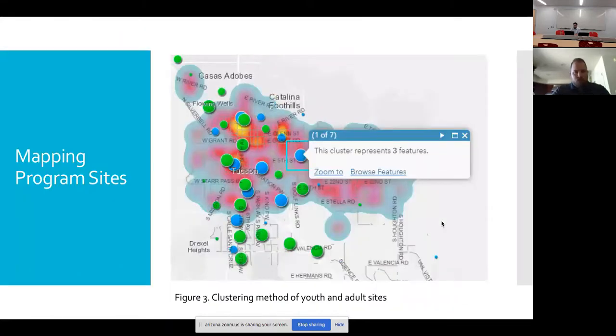When it came to programming the sites, I used both ArcGIS desktop and ArcGIS online. So one of the methods that I used for the analysis was a clustering method of youth and adult sites. So the adult sites were clustered into 3 groups according to the number of features per symbol. So the large circles indicate 3 features of adult sites in the area, with the smallest circles indicating 1 feature per program site. And this is just a screenshot to give you an idea. It's not an actual final map.